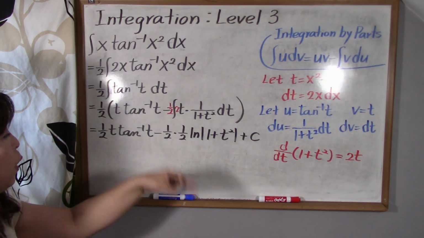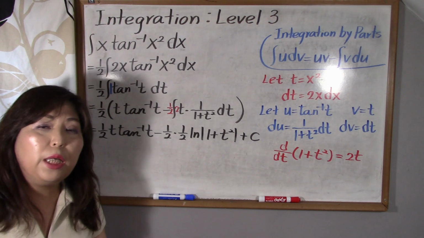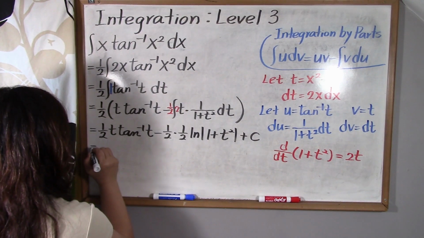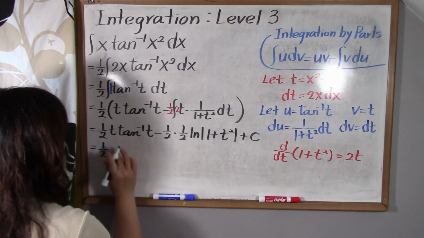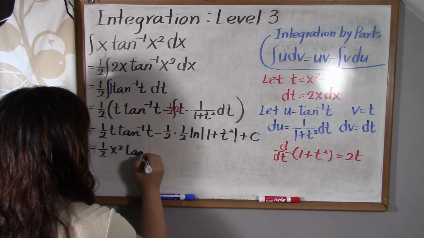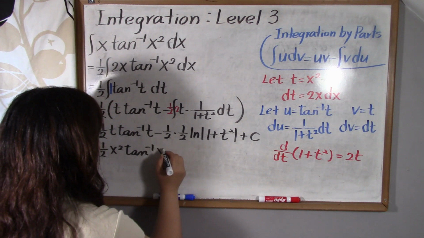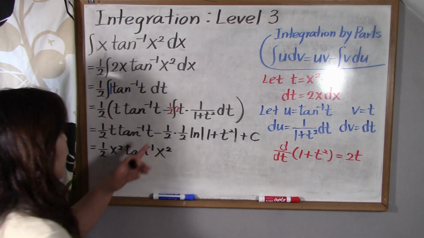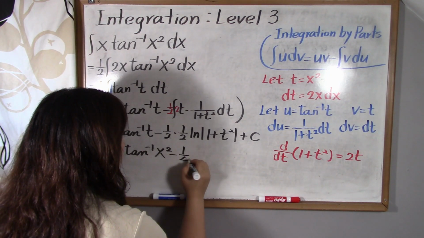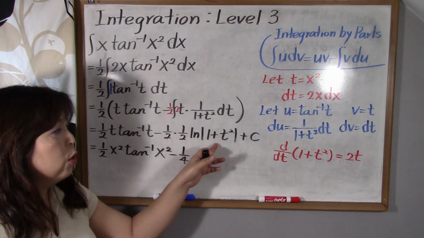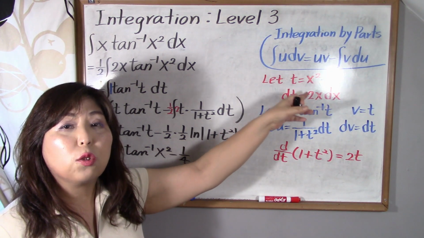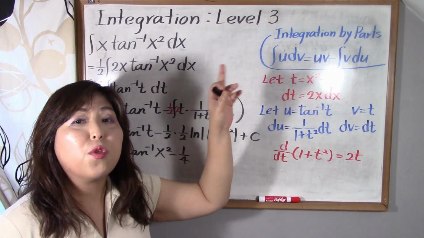Now we're going to organize this. We're going to change the t variable back to the x variable. So it is equal to 1/2, t is x squared, and then inverse tangent of x squared, and then negative 1/2 times 1/2 is negative 1 over 4. And then next, 1 plus t squared. t squared is actually x squared squared, which is x to the 4th power.